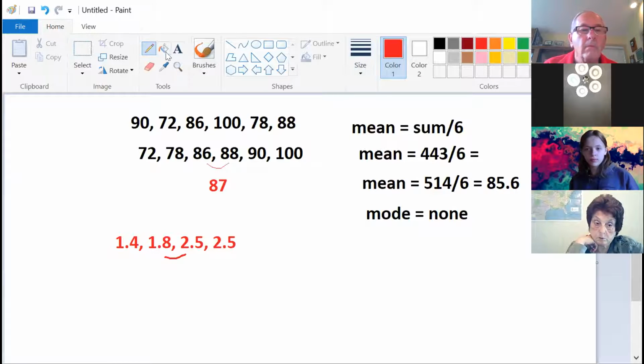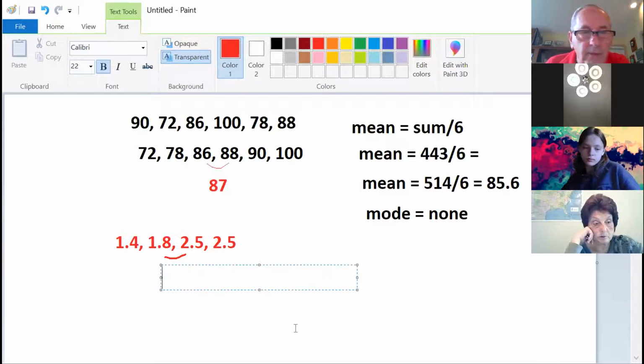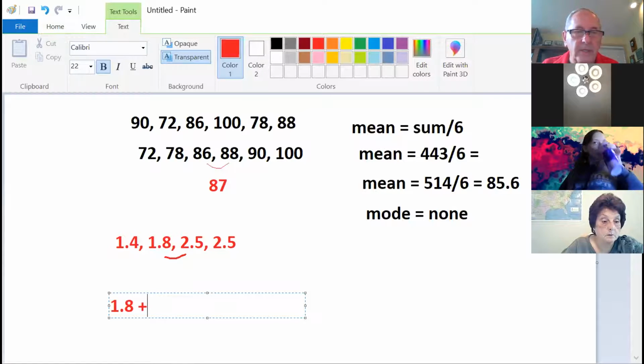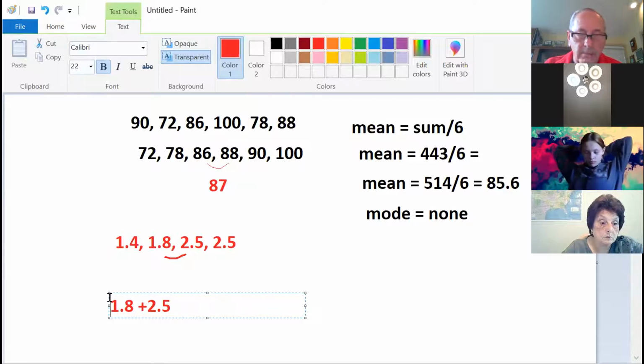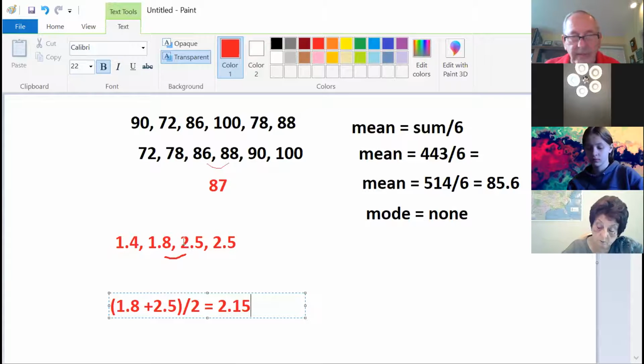But what if you don't know that? How do you figure that out? What do you mean? You just figured it out. You take 1.8 plus 2.5 and divide by 2. I would have thought it was 2.2. Well, it's 2.15 though. So you take these two numbers and divide by 2. That's all. Does that make sense? Yes, that does. Got it, because we took the average between those two.